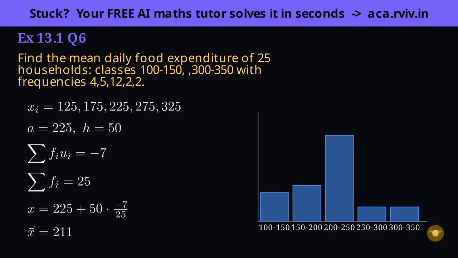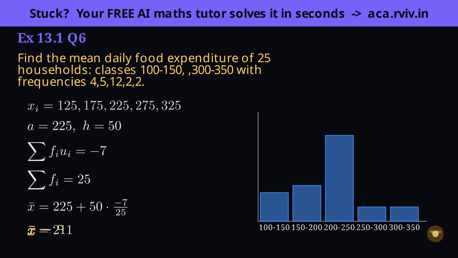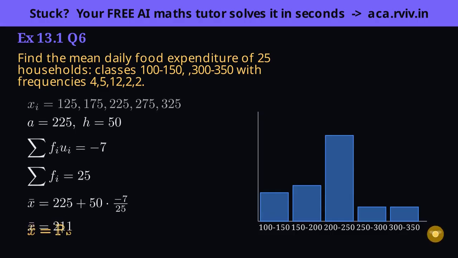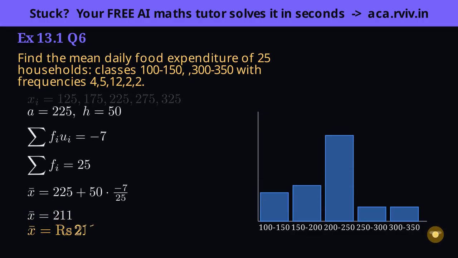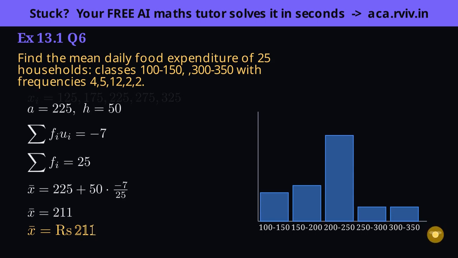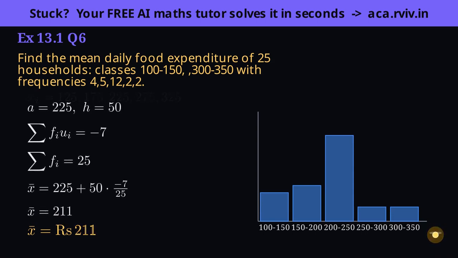So don't be thrown by that negative sum of f_i u_i. It simply means the data sits below the assumed mean, and the formula corrects for it automatically by subtracting. A positive sum would have pushed the mean above. The sign just tells you which way to lean.